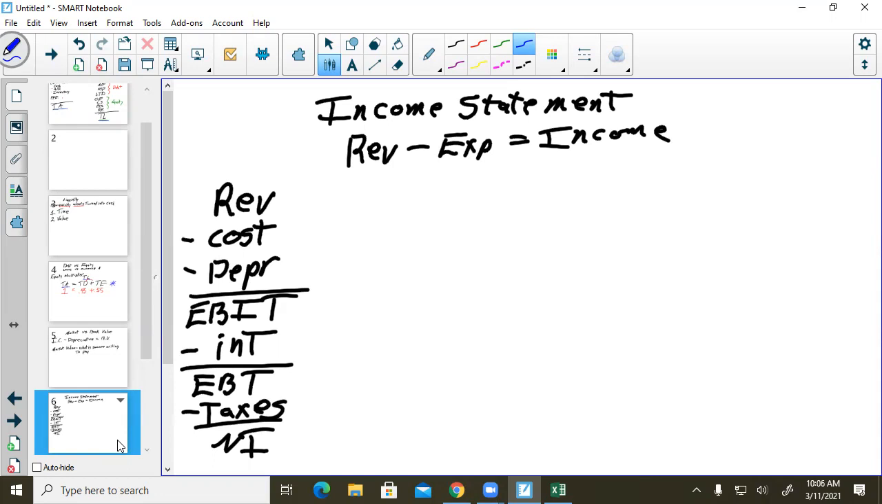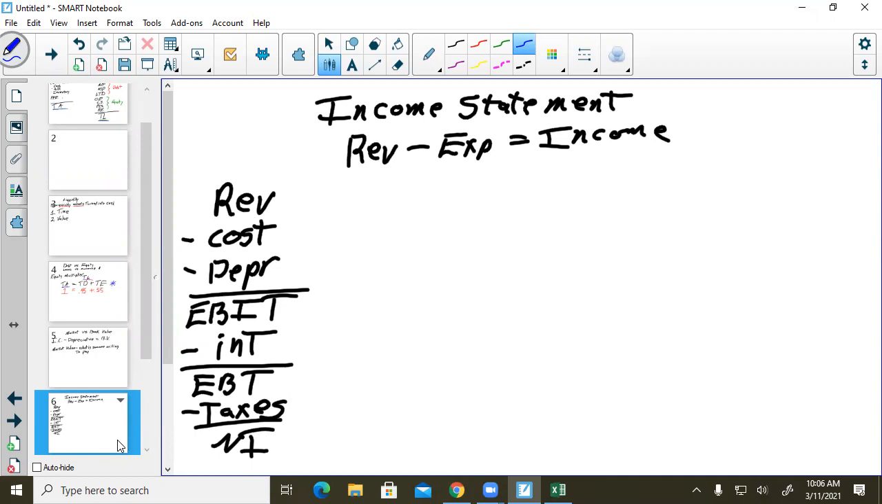Then we have depreciation. We said depreciation was an expense. It is a non-cash expense, okay? That gives us our EBIT, or earnings before interest and taxes. So then we take out interest. That gives us EBT, earnings before taxes. Once we take out taxes, then we get the net income, okay?